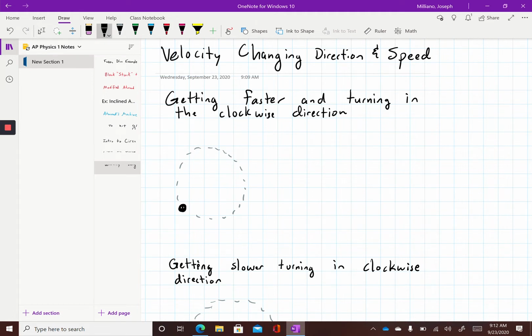So let's look at the first example here, which is an object that is getting faster and turning in the clockwise direction. Let me make this motion map a bit better. It starts off with a slow speed in that direction, and then gets faster. We'll label these 0, 1, 2, 3. It's moving and the distance it covers each second is increasing. We'll put arrows to represent that clockwise direction.